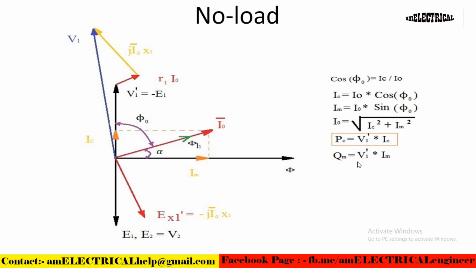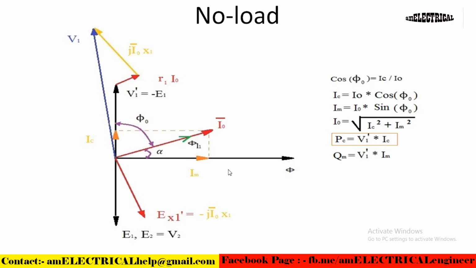That means V1 dash I0 sin phi 0. As I0 sin phi 0 equals Im, it will be V1 dash multiplied by Im, and its unit will be VAR, sometimes called VAR. Alpha is the angle between I0 and Im.